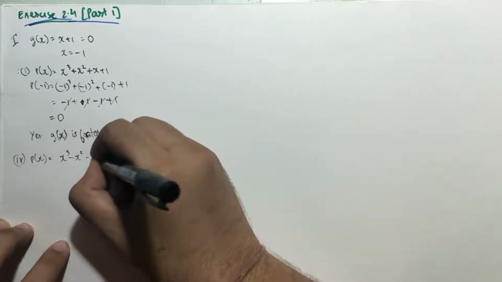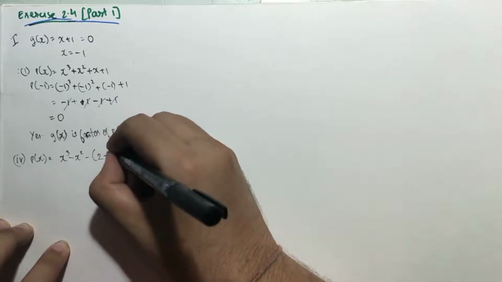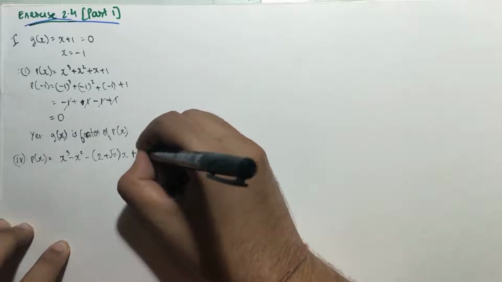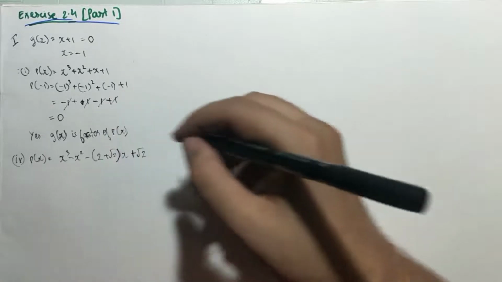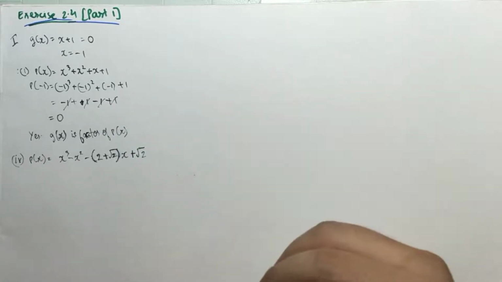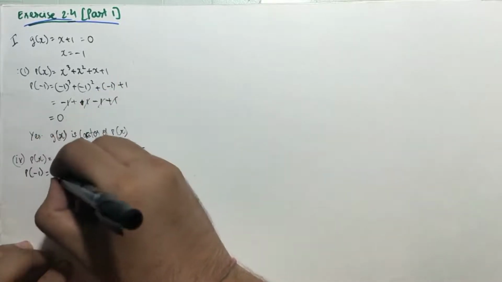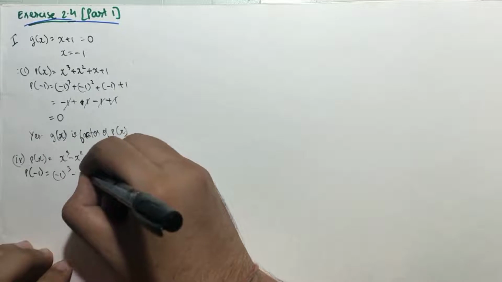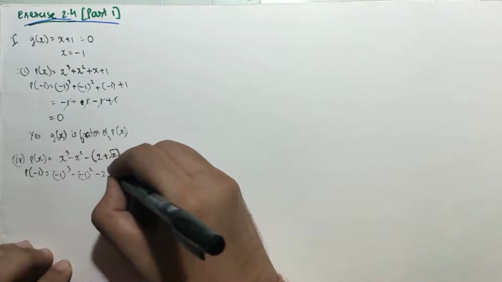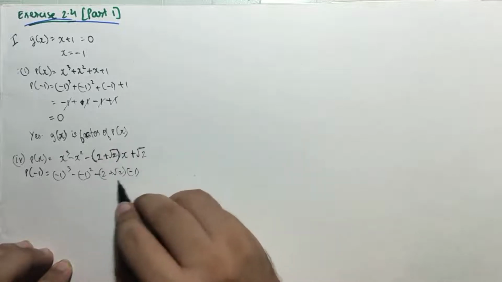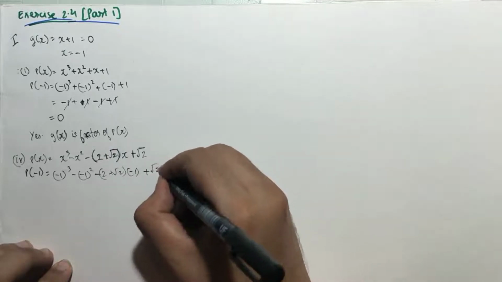In the fourth question, the p of x given to us is x cube minus x square minus (2 plus root 2)x plus root 2. Substituting the value of x as minus 1, we get minus 1 cube minus minus 1 square minus (2 plus root 2) into minus 1 plus root 2.